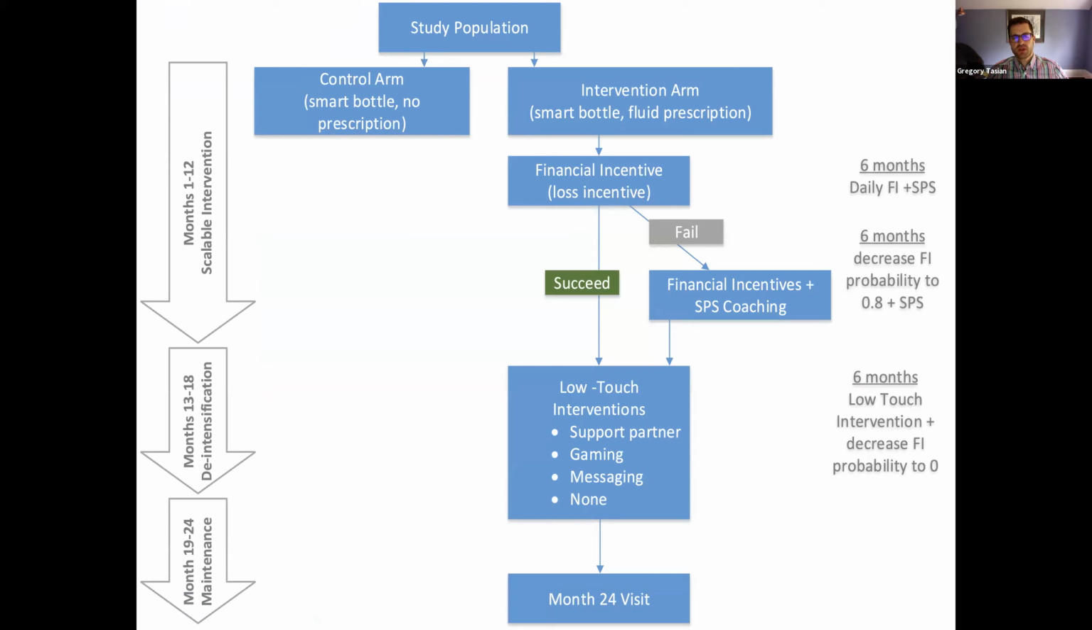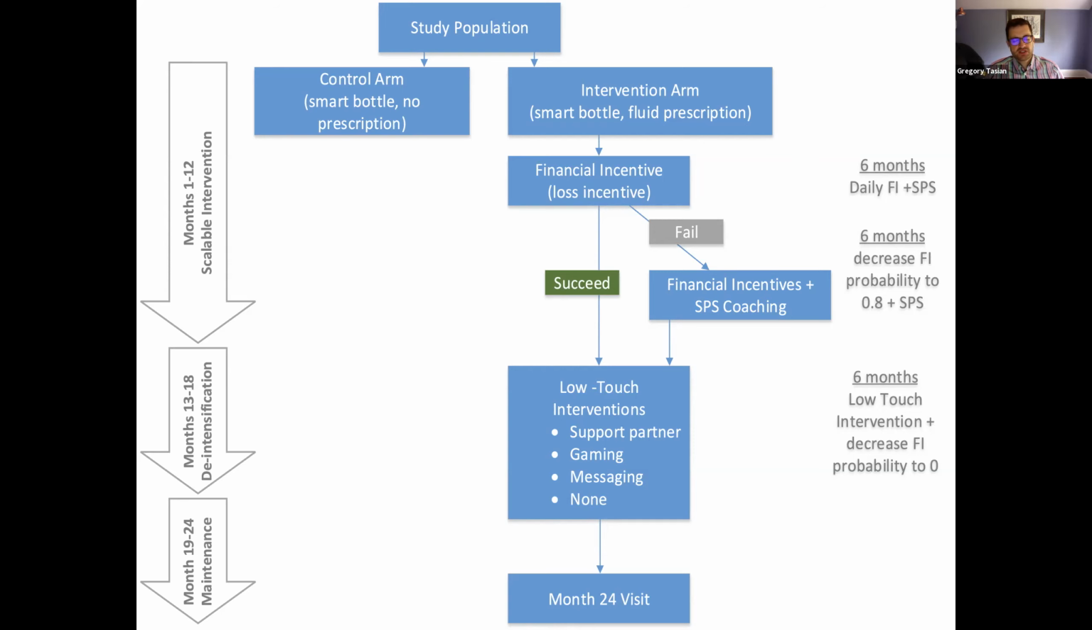randomized into a control arm. These participants receive just standard of care advice to drink more water to decrease stone recurrence, and they receive a smart water bottle. The second arm is the intervention arm, in which participants receive a smart water bottle. They also receive a specific prescription of how much more water they should drink each day in order to decrease their risk of stone recurrence. And then, in order to help maintain that high fluid intake, all of the intervention arm participants receive a daily financial incentive that is operationalized through Way to Health.